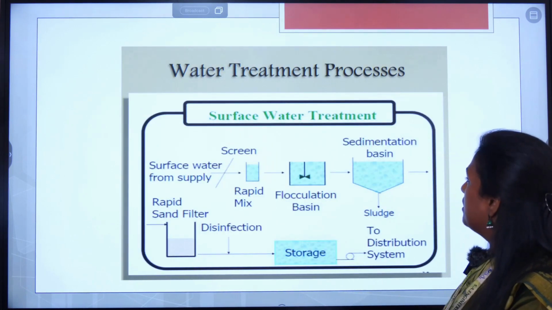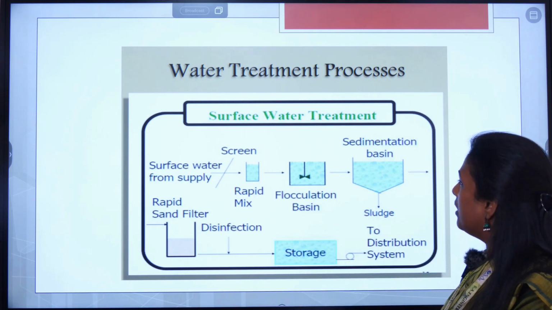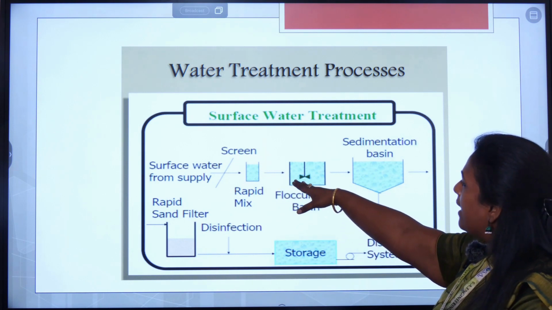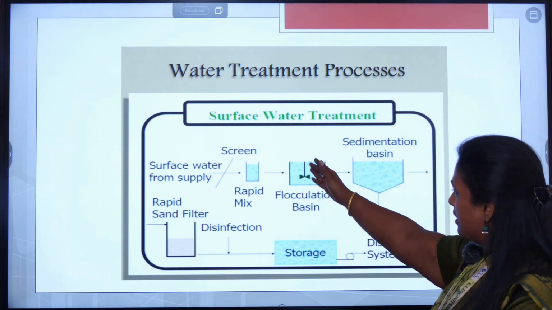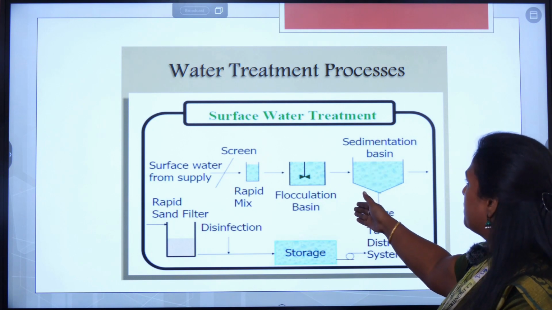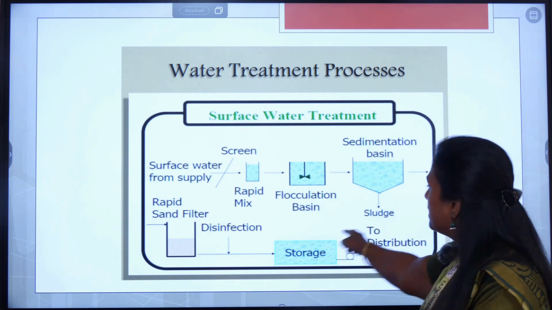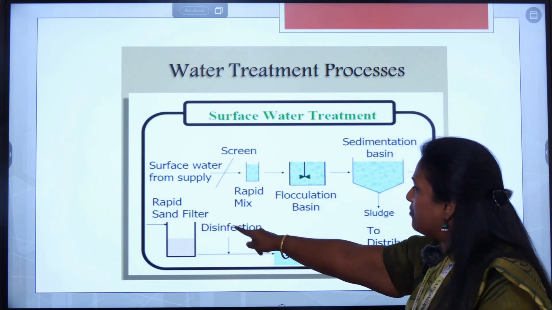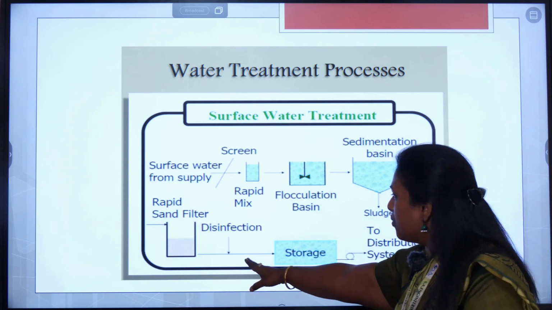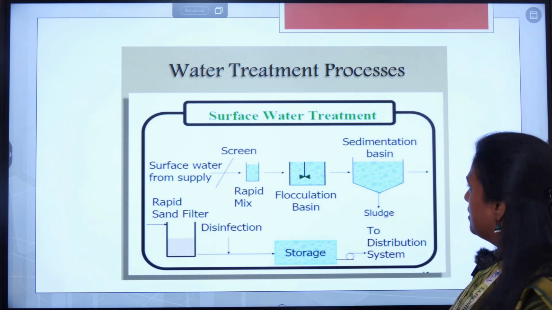So this is another flow chart, whatever was explained previously, just in a diagrammatic way. So surface water we are getting from the surface source, and we are doing the screening operation, and we are adding the coagulants for the rapid mix, and it goes to the flocculation basin and goes to the sedimentation basin where the sludge is formed, and followed by the sedimentation is the filtration. In filtration, in most water treatment processes we use the sand filter, after which it goes for the disinfection, and we are storing the water, and finally we are distributing to the system.